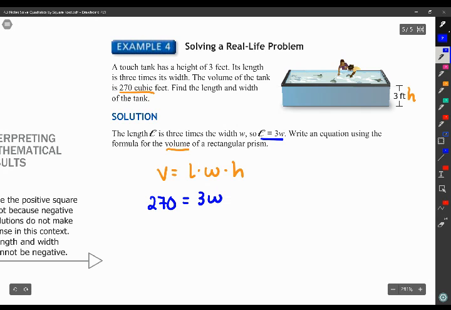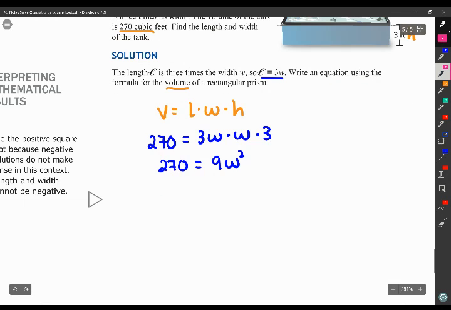We know the width is W. And because we don't know anything there, it doesn't give us anything. And we know the height is 3. And so what I'm going to do is just solve that equation. So I get 270 is equal to 9W squared. And now we're back to a normal problem, even though it seems like it's real life and it might be hard. Now we're just back to the normal.